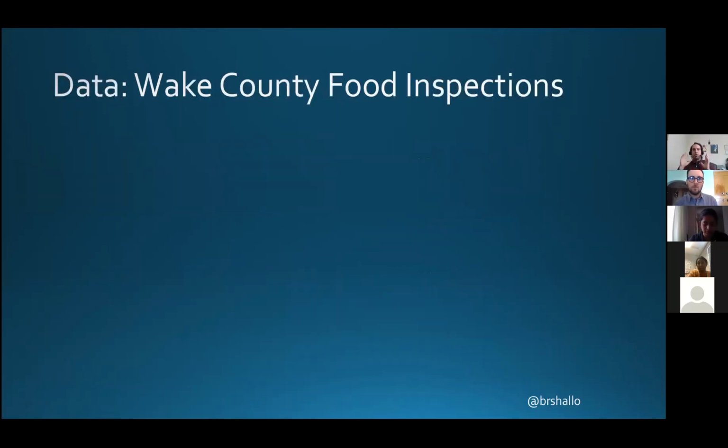Okay, so that was the primer on data splits. Now we're going to start going into examples. The data that we'll be using here is from Wake County food inspections. This is Wake County, Raleigh, so this is near where I live. I live in the Raleigh-Durham area.